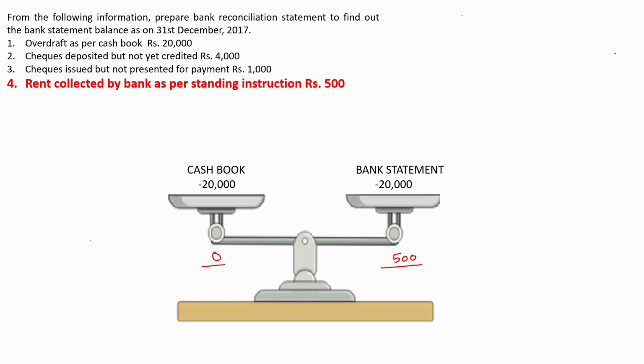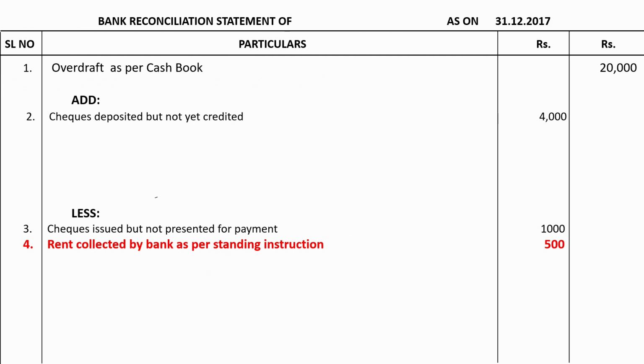That means the bank statement shows an overdraft of rupees 19,500 because every deposit decreases overdraft. In the cash book, it is still 20,000. The cash book shows a higher overdraft than the bank statement overdraft. So, to make this equal, we deduct rupees 500 in the BRS starting with overdraft as per cash book. Rent collected by bank as per standing instruction is shown as a deduction item.